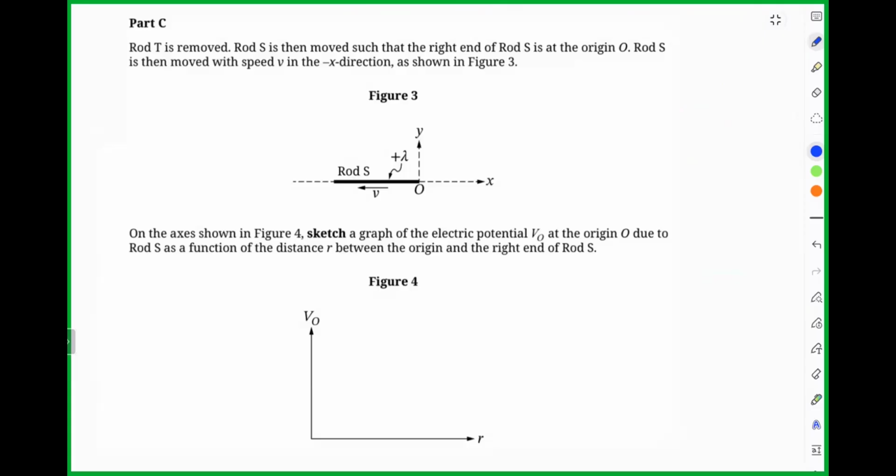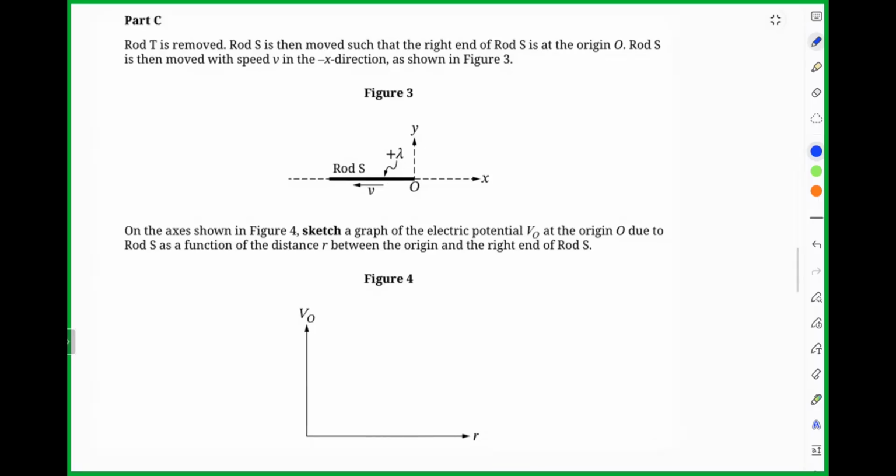So in part C, we're told rod T is removed, so we're just focusing on rod S, and rod S is beginning to move along the x-axis with speed v. We're then asked to sketch, importantly sketch, a graph of the electric potential V naught at the origin due to rod S as a function of the distance between the origin and the right end of rod S. So it may seem like the speed v is important, but note that all we care about is what the potential is when the rod is a distance r away from the origin. That should not have any dependence on speed. So kind of a distracting point put in there by the College Board.